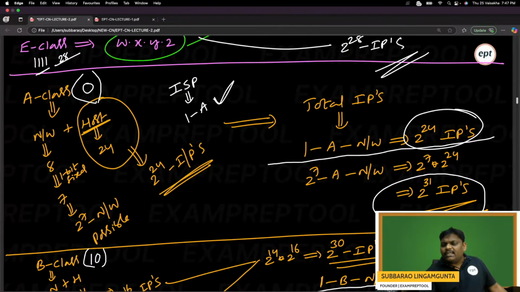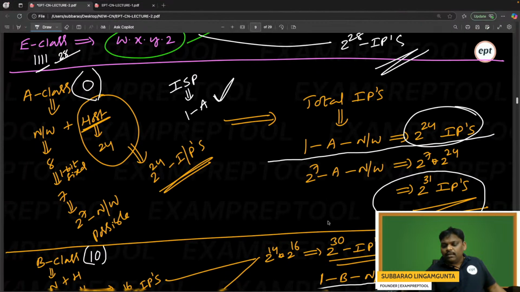Can you help me now? Take a company where fewer employees are there, 100 employees, 200 employees, like that. If you have fewer employees, you need fewer IPs. So what is the answer? You buy class C.